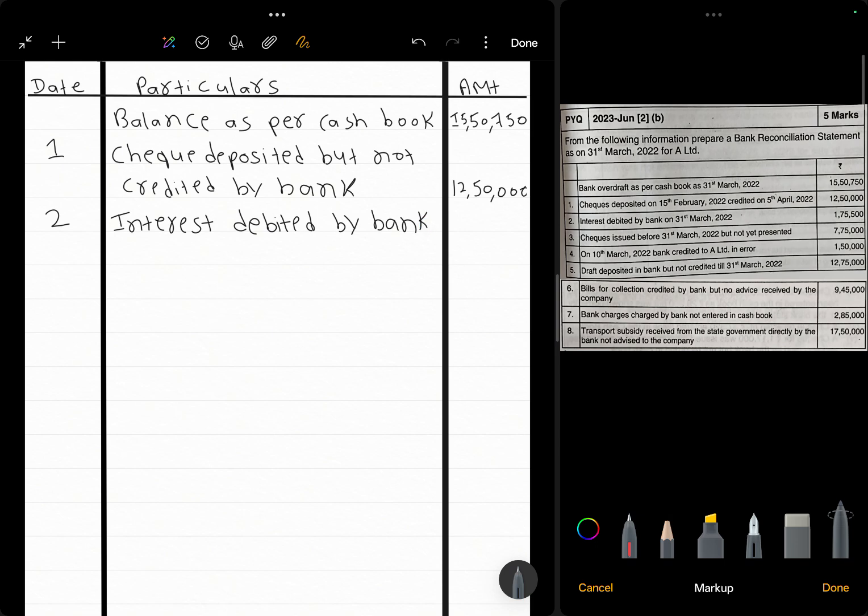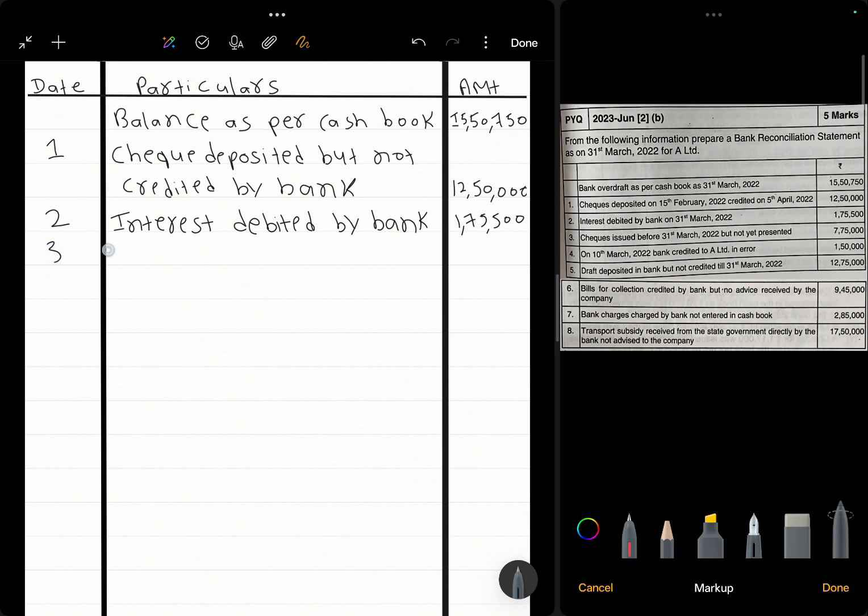So what does that mean? See, 1,75,000. Okay, so interest has been cut off from our bank, but we haven't recorded this transaction in our cash book. So what are we going to do now? We are going to subtract this amount from our cash book. Okay, so how much is that? 1,75,500. Okay, so now come to number 3, that is check issued before 31st March but not yet presented.